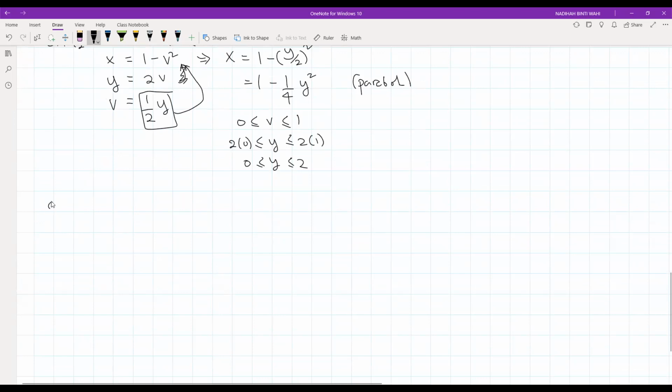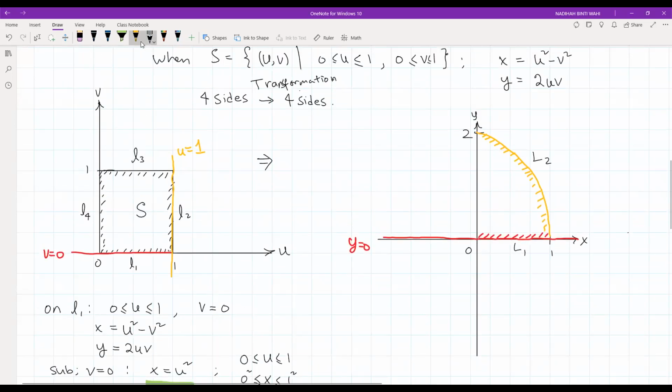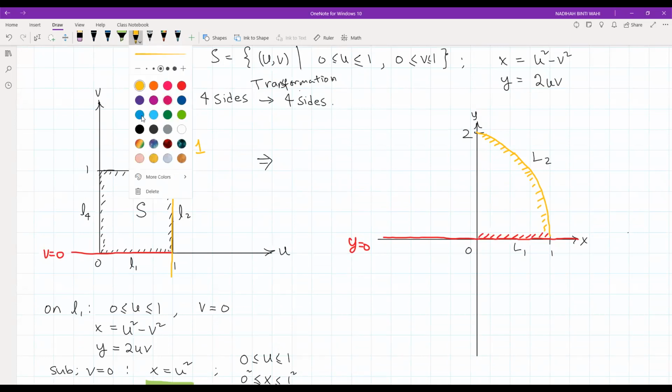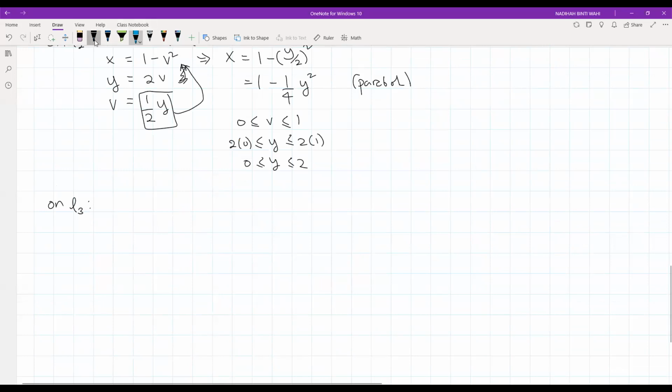Okay, let's look at line L3. Where is line L3? L3 is the top part. Let's use what color? Let's use blue. Okay, so this is L3. So L3 is when V equals to 1, and then U goes from 0 to 1. So it's the opposite of L1. Okay, let's write them back. So V equals to 1, and then U in between 0 to 1.